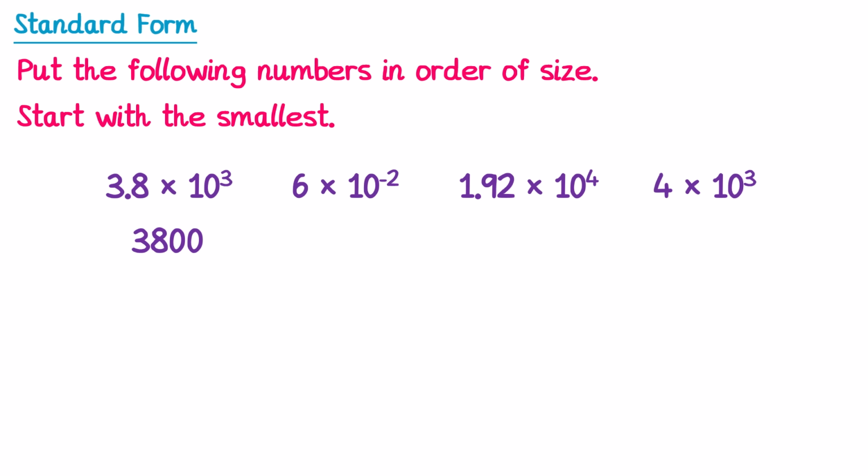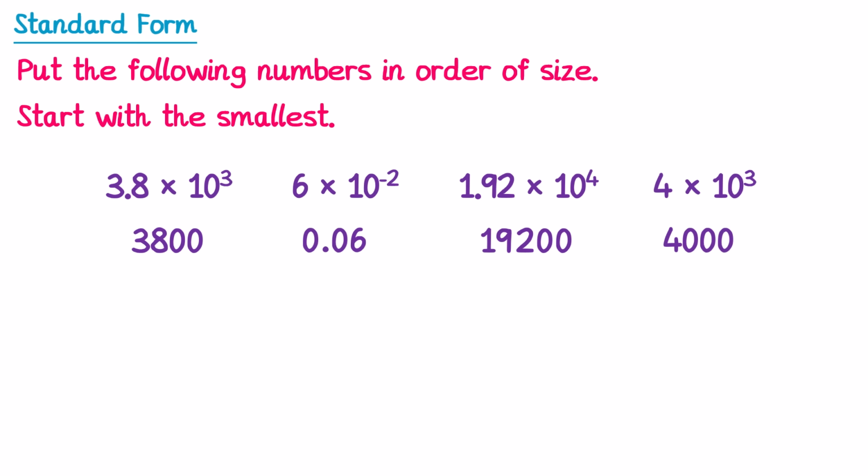6 times 10 to the power negative 2 is 6 divided by 10 2 times. Remember, when we have a negative power, we need to think of it as being divided by 10. So, divide it by 10 once is 0.6, and a second time 0.06. 1.92 times 10 to the power 4 is 1.92 times 10, a total of 4 times. So if we times it by 10 once, we get 19.2, a second time is 192, then a third time, and a fourth time. And finally, 4 times 10 to the power 3 is 4 times by 10 3 times. So times by 10 once is 40, a second time is 400, and a third time is 4,000.